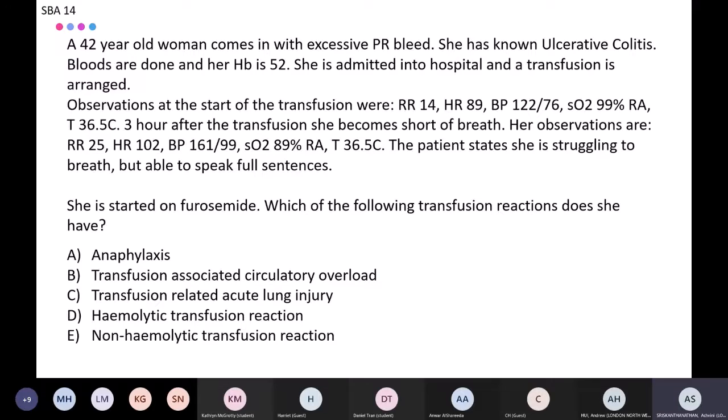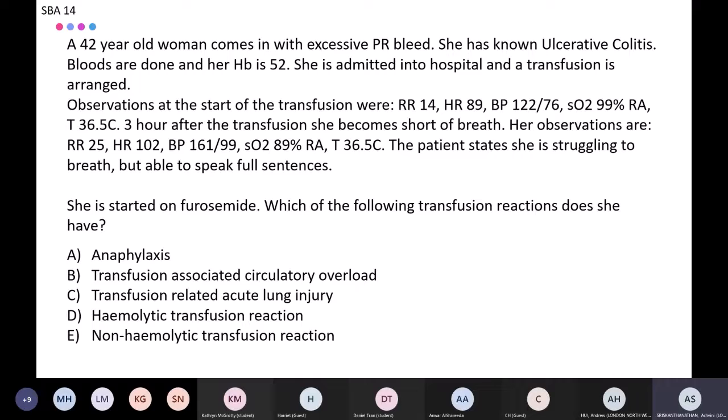Okay, so next question. You've got a 42-year-old woman who comes in with excessive PR bleed. She has known ulcerative colitis. Bloods are done and her HB is 52. She's admitted into hospital and a transfusion is arranged. Observations are taken at the start and they're all within range. Her resp rate's 14, heart rate's 89, blood pressure's 122/76, SATs are 99% on room air, and her temperature is 36.5, so she's afebrile.